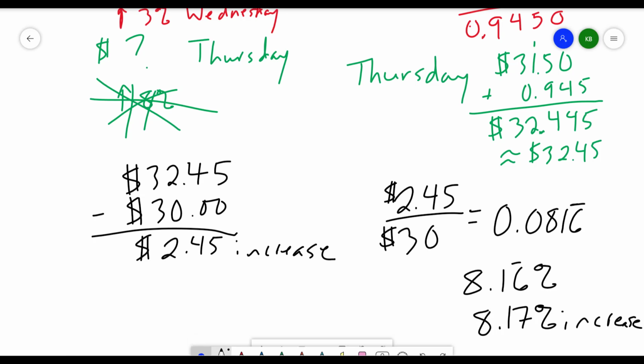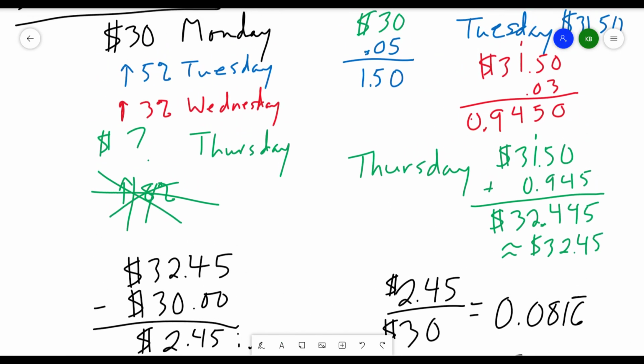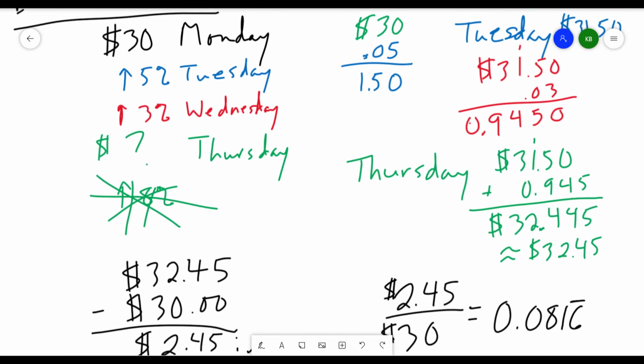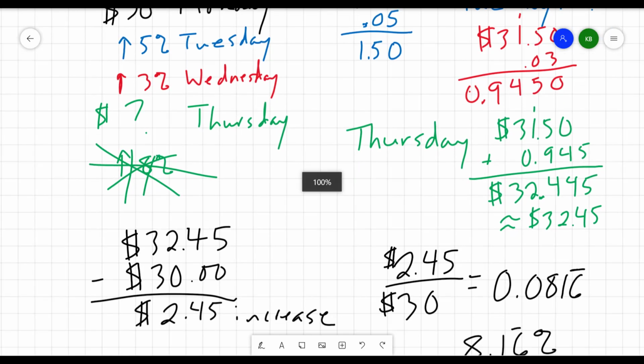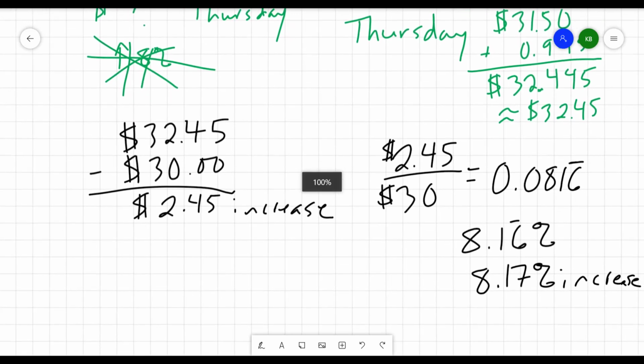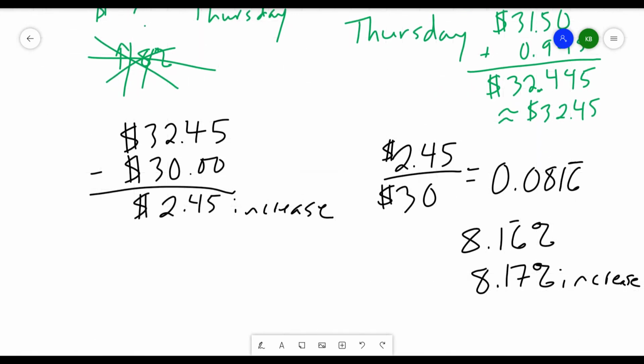And the reason for that is because when we were looking at it, the 3%, actually part of the increase on Tuesday gets increased by that 3% as well. So the increase on Tuesday gets increased by the increase on Wednesday. So we can't just add percentages the way we might want to. And that's true whenever we're trying to combine percentages in any way. We kind of have to do it one at a time to figure it out along the way.